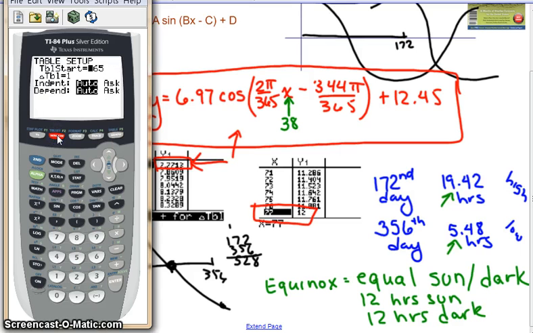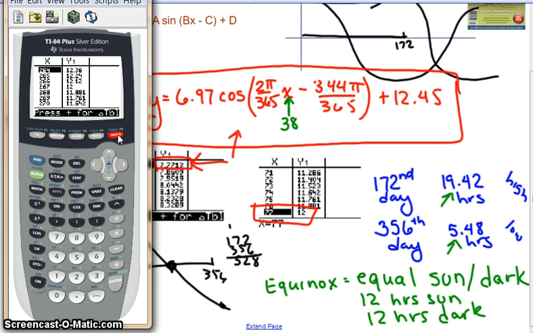If I head back into my table, let's see what happens at day 264. We ought to be really close to that equinox. There it is, the 267th day, very close. Remember, we've got leap years to take into account. So when is the equinox? The equinox is on day 77 and day 267.